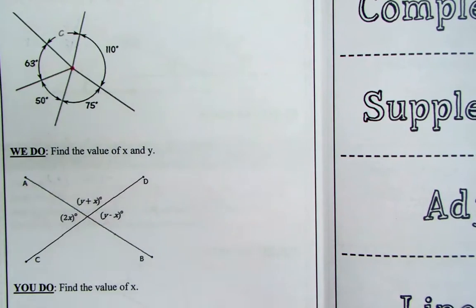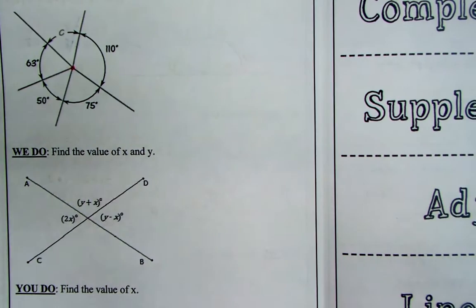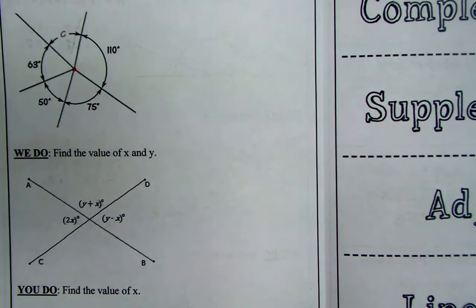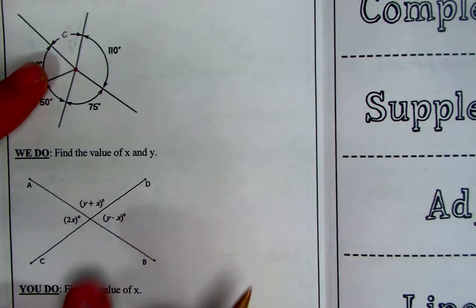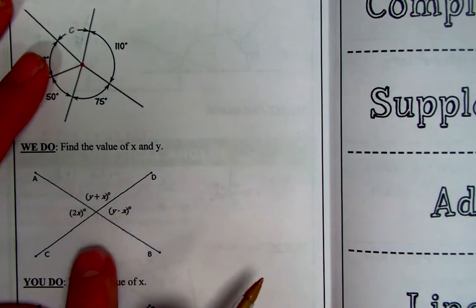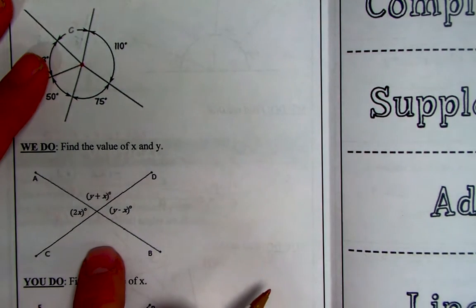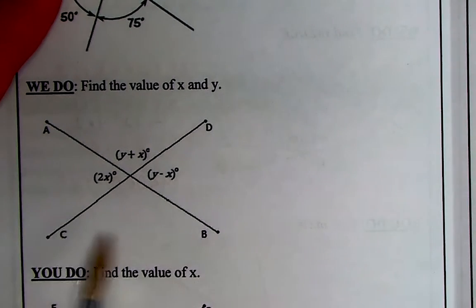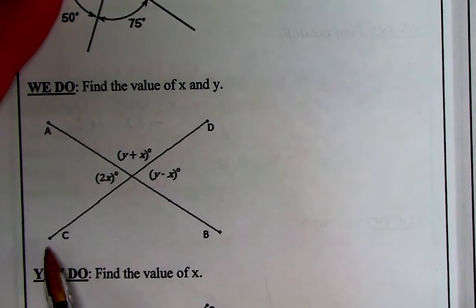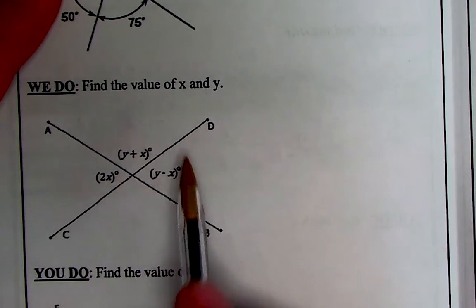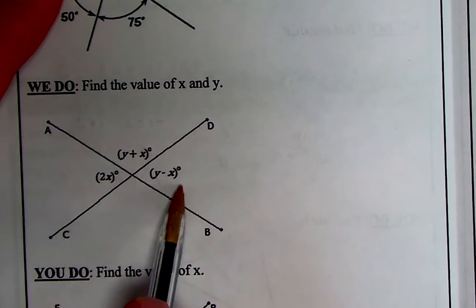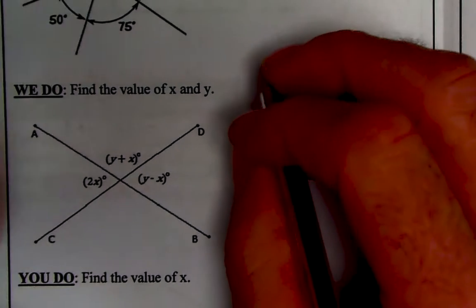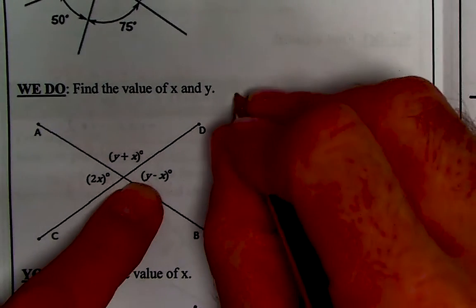In these two examples, unfortunately, I didn't really choose the best two examples because we don't really need to use this property to solve. We could, but it would be more work than we need to do. So in this case, it says find the value of x and y. We know that AB is a straight line, or in this case a segment, and CD is a straight segment. So these parts add up to 180. We're just going to write down what we know to be true.